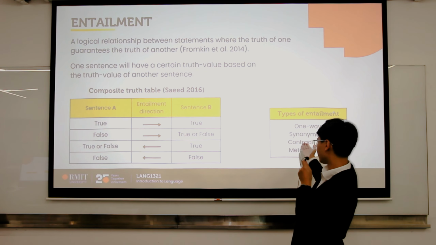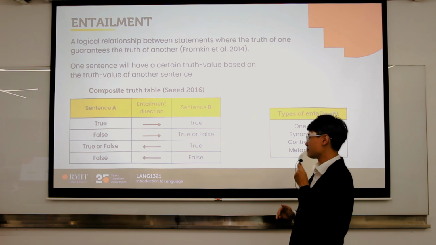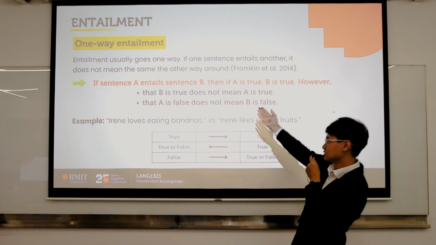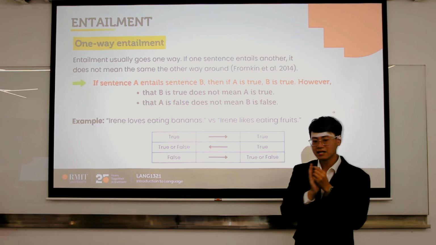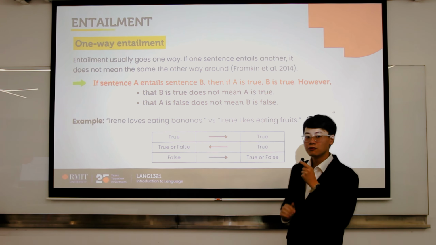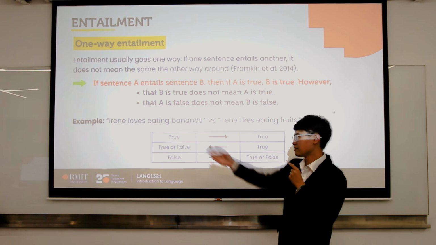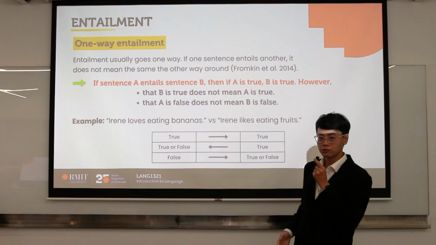Here, we have the four main types of entailment that we are going through. The first and most common type is one-way entailment, which is the entailment that usually goes one way, where sentence A entails sentence B, meaning that if A is true, B is true only for that situation. Here, we have the example of "Irene loves eating bananas" and "Irene likes eating fruits."